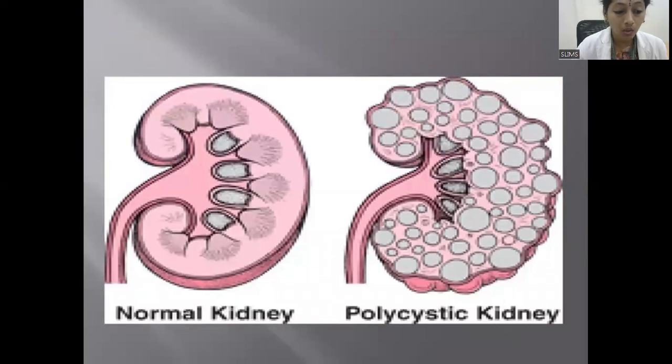This is how the normal kidney and the polycystic kidney look. These are the depositions of uric acid and calcium in the kidney, which finally lead to infection and inflammation of the kidney.